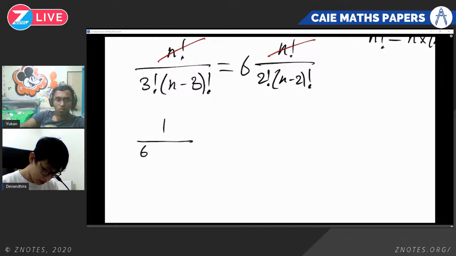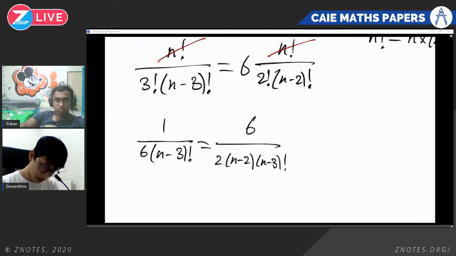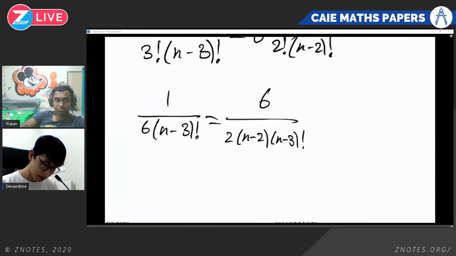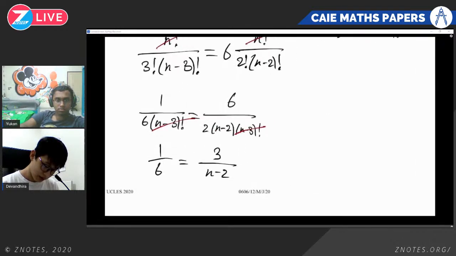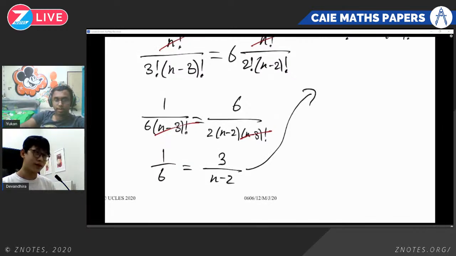Let's simplify also on the way. 3 factorial is 6, and n minus 3 factorial is equal to 6 over 2. 2 factorial is 2, and n minus 2, and n minus 3 factorial. And from here, I think we can multiply both sides by n minus 3 factorial, correct? And we can cancel it. Let me just write everything again. 6 divided by 2 is just 3, and n minus 2 right here. Everything okay so far?